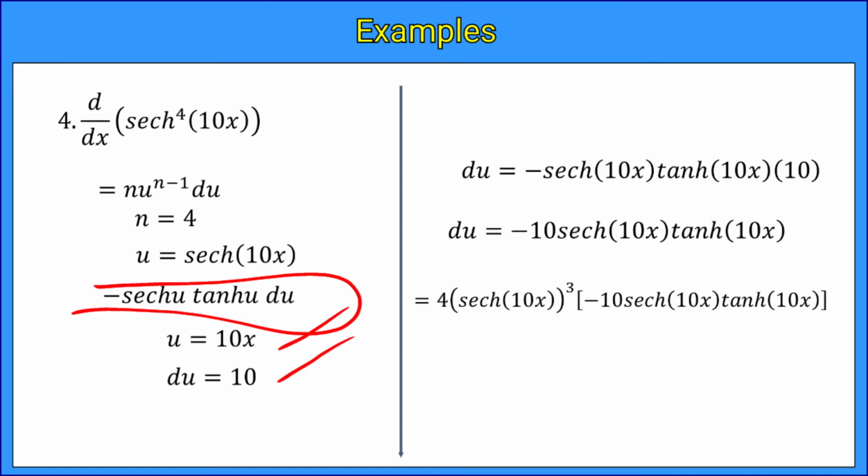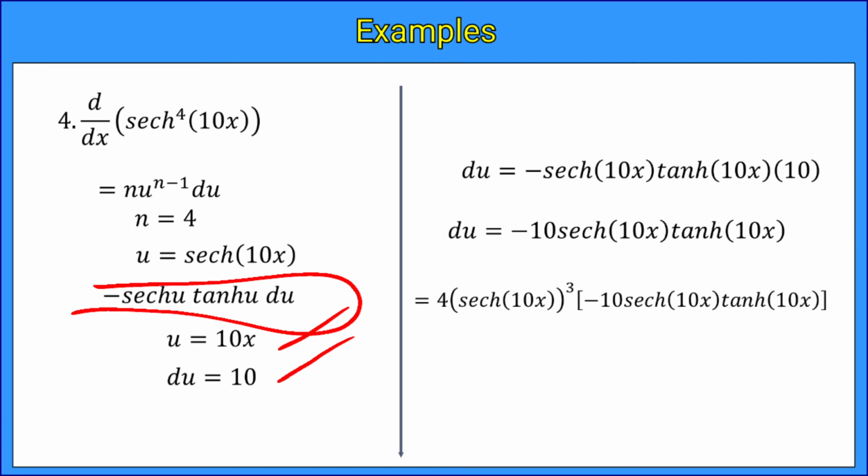And now after we apply that, we're going to have this kind of equation, which is 4, our n, and then times u. Our u is hyperbolic secant 10x raised to 3. Why is it raised to 3? Because we have this n minus 1. That's why it's raised to the third power. And then multiply by the value of du, which is negative 10 hyperbolic secant 10x hyperbolic tangent 10x.